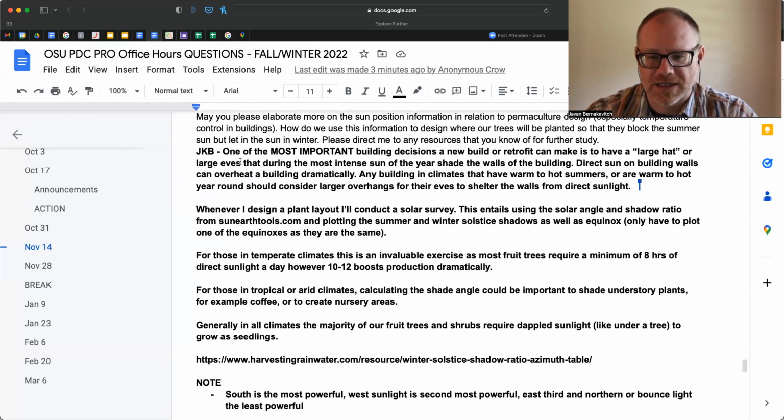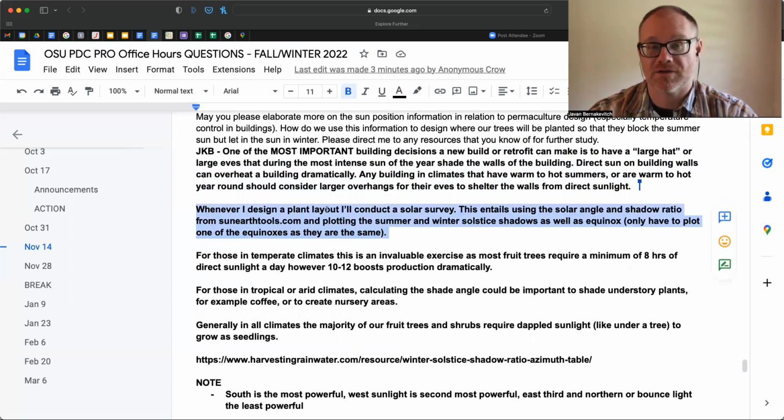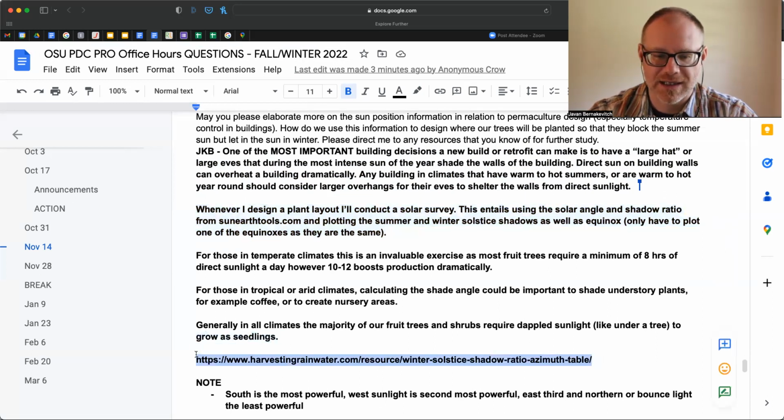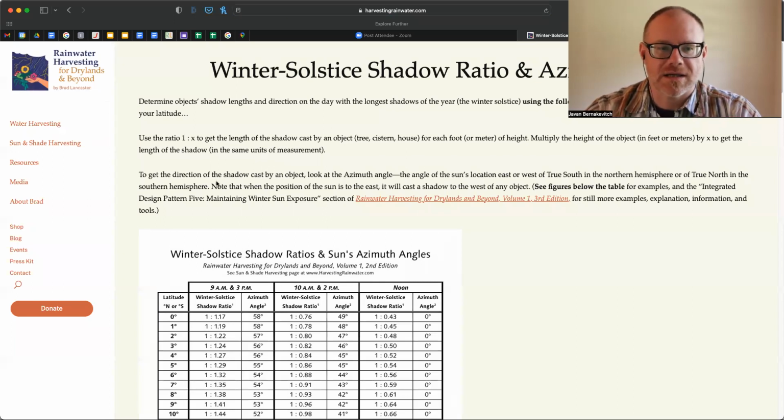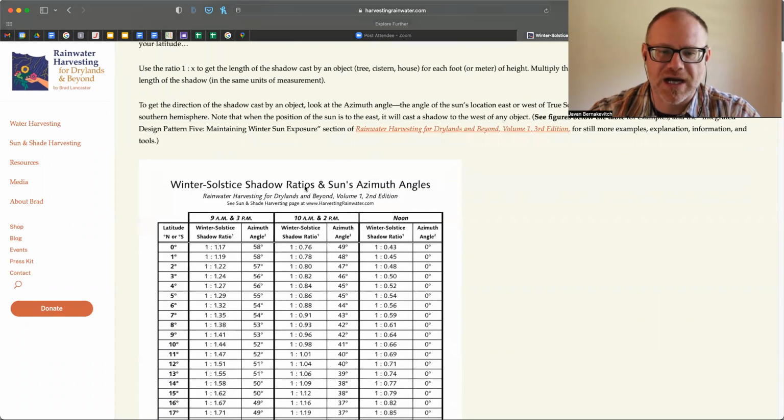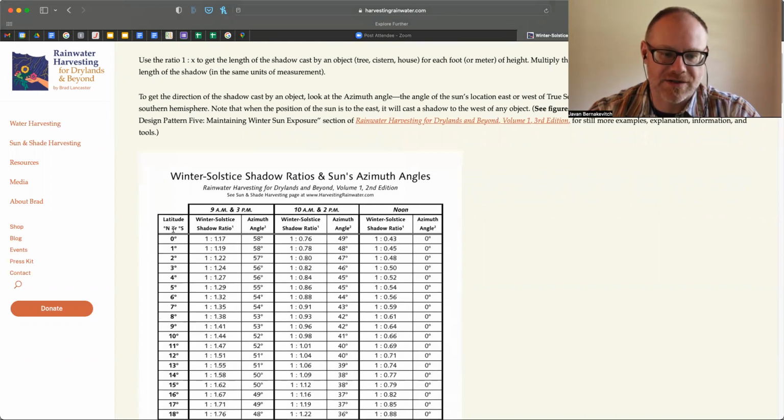And I think I explained most of that in here. We talked a little bit about sun earth tools and the value of understanding that solar angle, because then we can get that solar ratio. And one of the resources, if you don't have this book yet, I cannot recommend it highly enough. This is the Rainwater Harvesting for Drylands and Beyond, Volume 1, Volume 2. There's just so much good information in Brad Lancaster's work. But basically, Brad put together an amazing shadow ratio and sun azimuth angles for the latitudes, either north or south. So this is the latitude north or south.